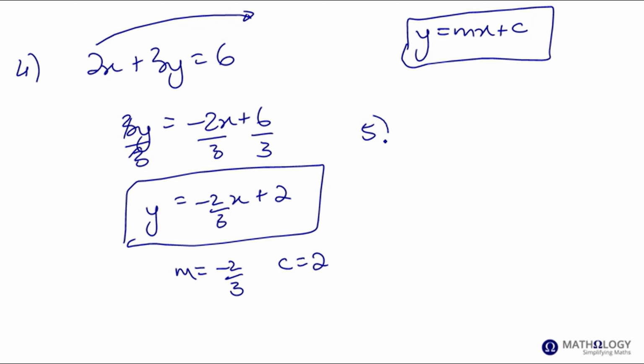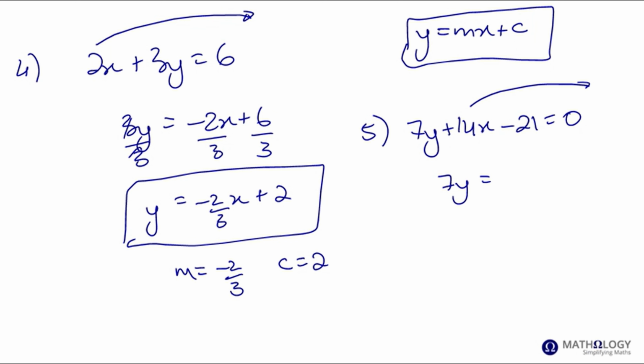Another example, 7y plus 14x minus 21 equals 0. Again, this is not standard form because standard form is y equals mx plus c. So we're going to first isolate the term that contains y. 7y equals 14x will move over to the right, so it becomes minus 14x. And minus 21 also moves to the right and becomes positive 21.